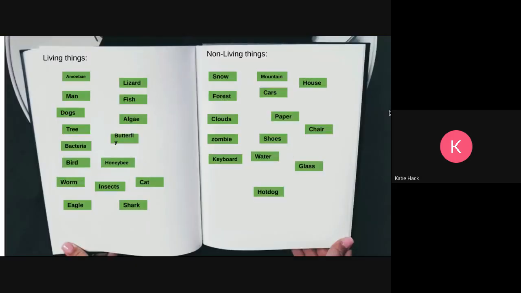So let's look at this. You have living things and non-living things. The living things can include amoeba, a man, algae, birds, cats. An amoeba is a unicellular organism, I guess.